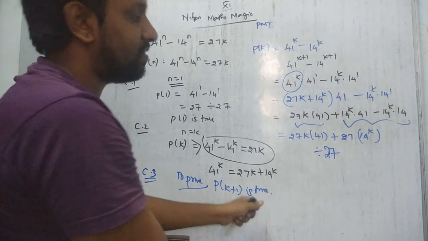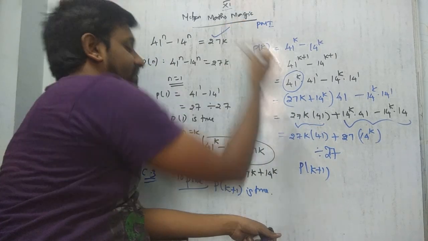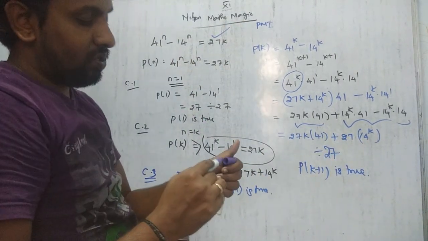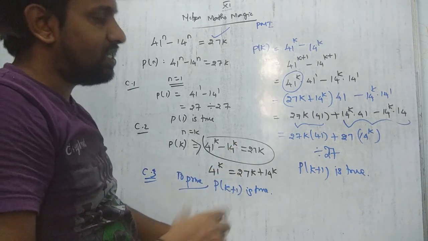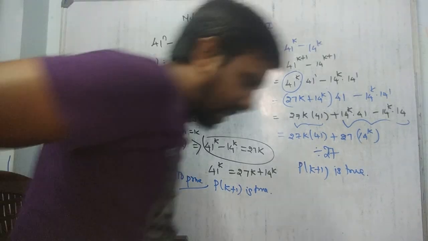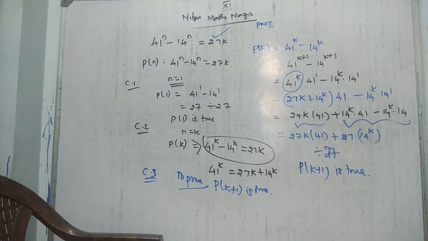Is it just generally divisible by 27? Therefore, P of k plus 1 is true. So, as I said earlier, be very specific. It will be the easiest chapter. The only thing is you should know the shortcut to do it. Shortcut alone, the first 18 sums where I have to put a box, everything will be very clear.